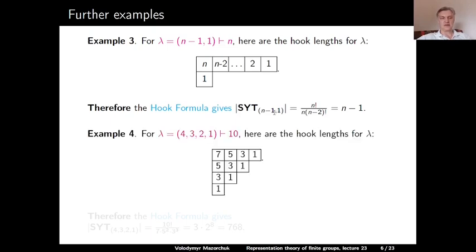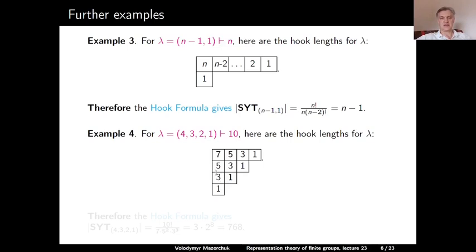And here is an example just to show that it is very easy to compute the number of standard Young tableaux using the hook formula. Consider the partition 4, 3, 2, 1 of 10. Then here are the hook lengths. So the removable boxes, of course, have hook length 1. Then the boxes above them have hook length 3. So this box has 1 to the right and 1 below.